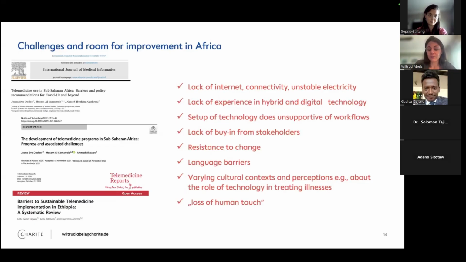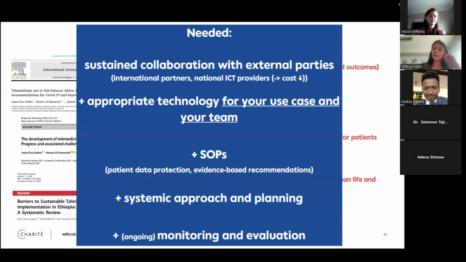Some qualitative studies have even found that some people perceive the introduction of digital technologies and telemedicine as a loss of human touch. These are things that need to be considered. I personally think these are things that can be overcome. And there's also good news from all of these studies.